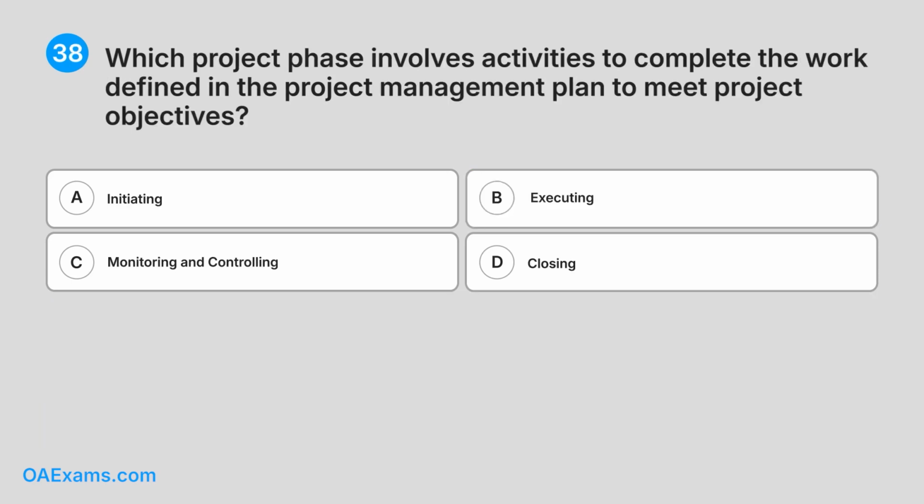38. Which project phase involves activities to complete the work defined in the project management plan to meet project objectives? A. Initiating. B. Executing. C. Monitoring and controlling. D. Closing. What do you think is the answer?